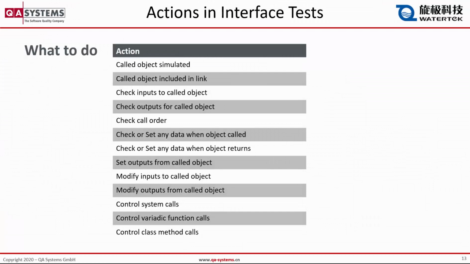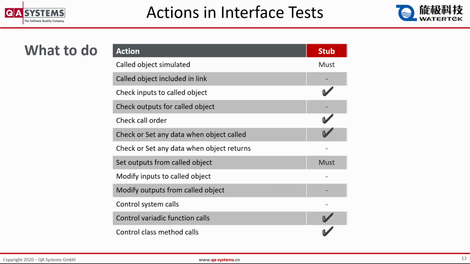So what do I do with these different interface tests? Well, here are a number of common actions that developers would use to verify the behavior of their interfaces: calling objects, checking the order, setting or checking data, and outputs. With a stub or simulation, of course, I must use the simulated object, but I have somewhat limited capability in what I can do. And of course, I must set a return from the called object if my execution flow will continue, assuming it's a non-void function.